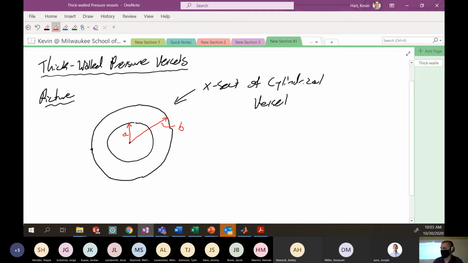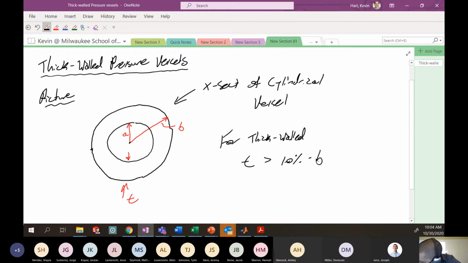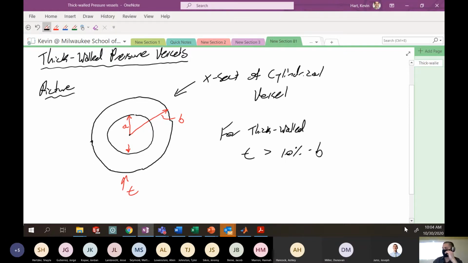We'll say that the wall thickness is as we have previously described. This is little t. For this thick-walled assumption, we're going to assume that the thickness is more than 10% of the outer radius. So for thick-walled, t is greater than 10% of the outer radius, b.